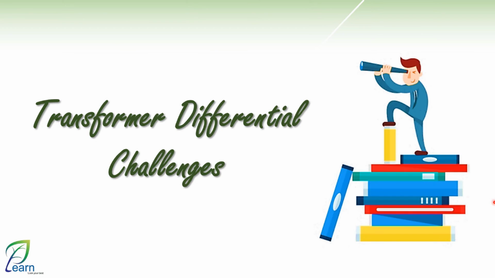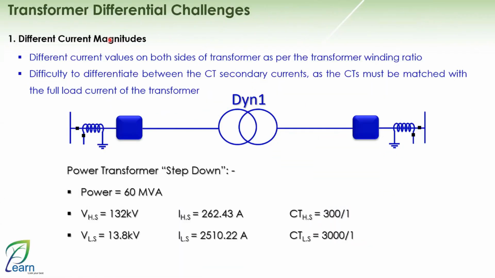Let's get to know the first thing we have, which is simply what it means to have different current values on both sides of the transformer, and this, of course, is the magnitude. As per the transformer winding configuration, as we all know, if I have a step-up transformer for voltage, it will be a step-down for current, and if I have a step-down transformer for voltage, it will be a step up for current. Let's look at a simple example of this.